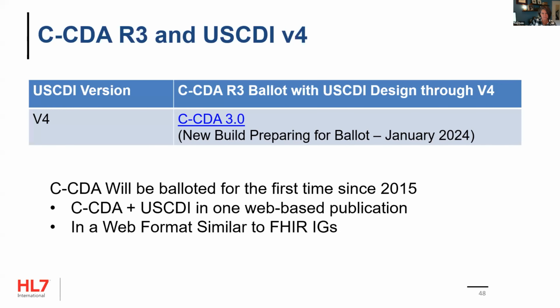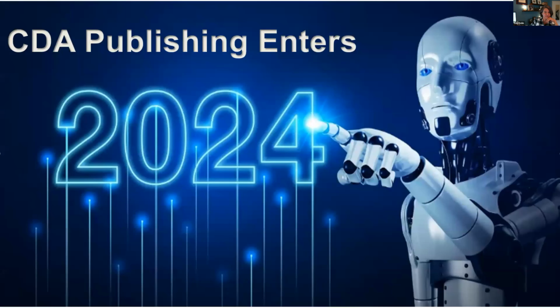Errata packages are to cover mistakes, as you can imagine, but enhancements you're not allowed to do unless you reballot. And so we've incorporated that, and pulling in all the USCDI data elements, and then in addition adding the new V4. There's a link here, and these slides, by the way, will be shared within the coming weeks. And so there are links that will be useful to you. For example, this goes to the new build that we're preparing for ballot. This new build is in a web format similar to how the FHIR IGs are published. So we're finally getting into the modern world.